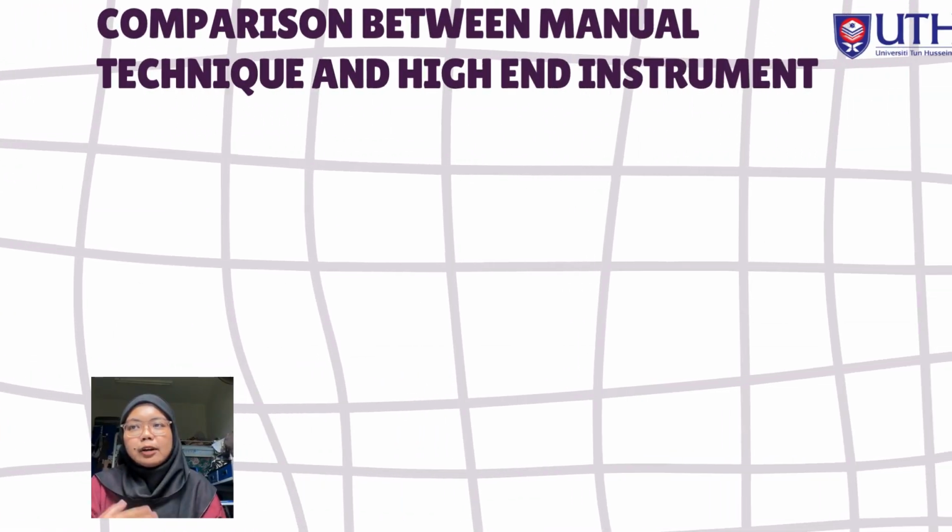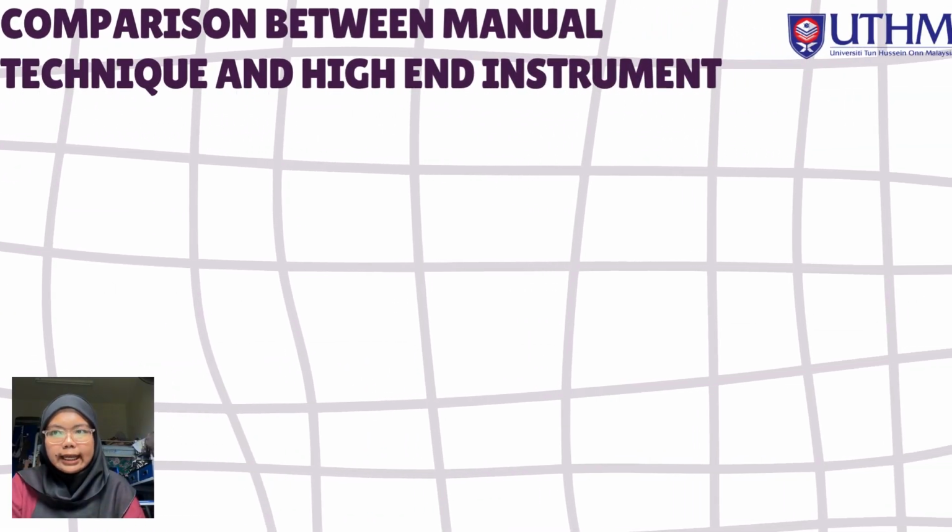In this part, I will discuss the comparison between manual technique, which is manual coagulation and centrifugation, and also a high-end instrument like differential scanning calorimetry (DSC). So, the advantage of the manual technique is that it is cost-effective and accessible with basic lab equipment like centrifuge and water bath. Also, it is practical for observing coagulation behavior under varying pH and temperature, and useful for preliminary protein isolation for small-scale optimization.